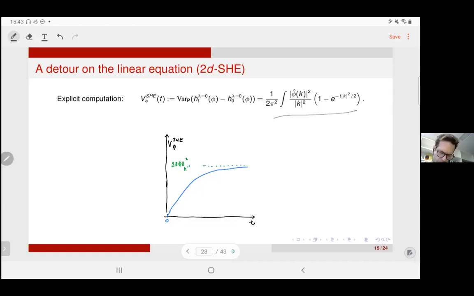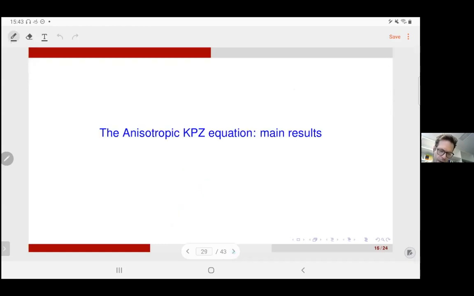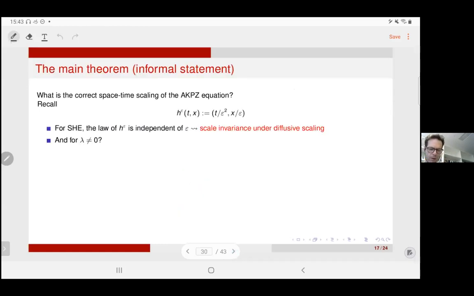Okay, good. So this was a very brief detour on the linear equation, and then let me come to the non-linear one. What can we prove about that? Let me emphasize what we want to do. So we have this equation.